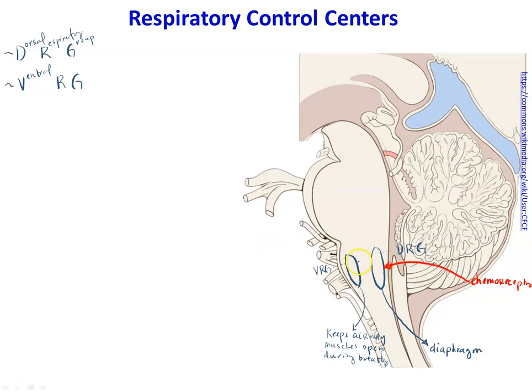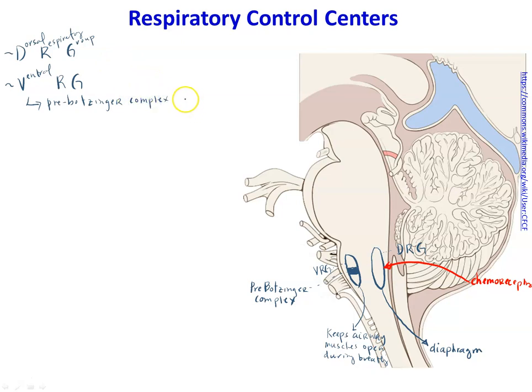Now, the VRG is special because it has a group of cells in here. And I'm going to make a little stripe. Okay. And I'm going to label this stripe. This is something called the pre-Bötzinger complex. Okay, and I'm going to write it up here too. So remember the VRG, part of the VRG, this is a structure within the ventral respiratory group. This is the pre-Bötzinger complex.